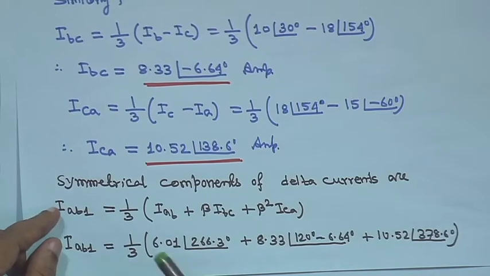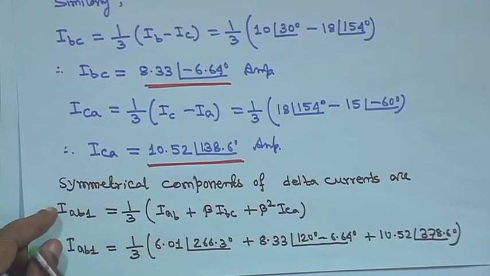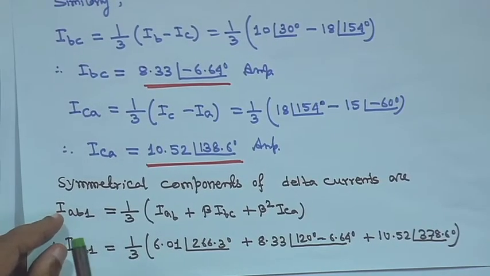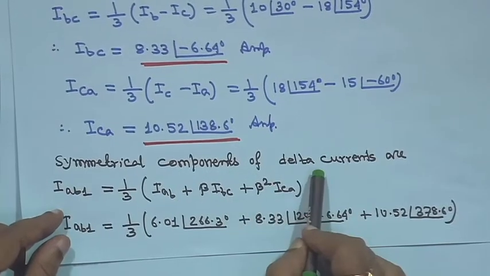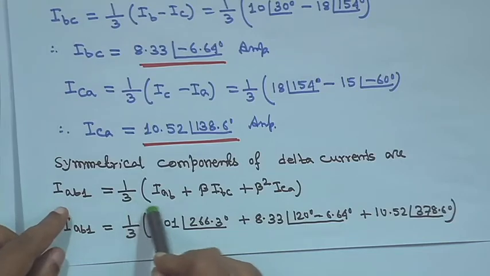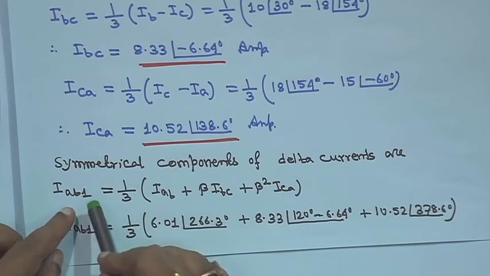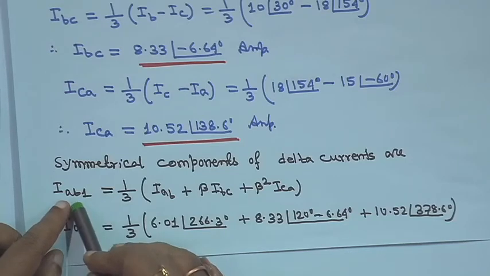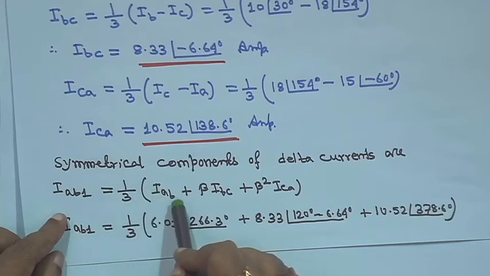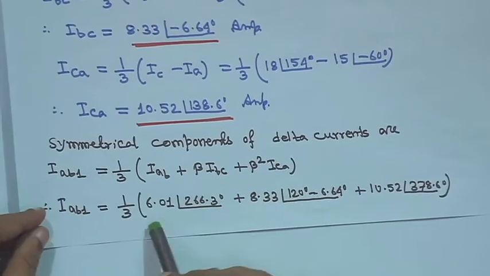Now we have got I_AB, I_BC, I_CA. Now go to the positive sequence, negative sequence and zero sequence component currents, say for I_AB. Same philosophy, same formula. So I_AB1, that is the positive sequence component current of line AB, is equal to 1/3 (I_AB plus beta I_BC plus beta square I_CA). So you substitute all these values.